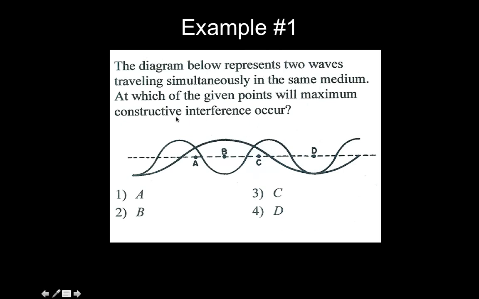Letter B has some of a crest and some of a trough, in a positive and negative direction. And we know that if you have a crest and a trough, then you're going to destructively interfere. So B is not correct either. If you look at letter D, maximum constructive interference means that you're going to have the maximum amount of amplitude possible. The question does not specify positive or negative. So at letter D, you will have maximum negative constructive interference, but it's maximum constructive. So D should be our answer.